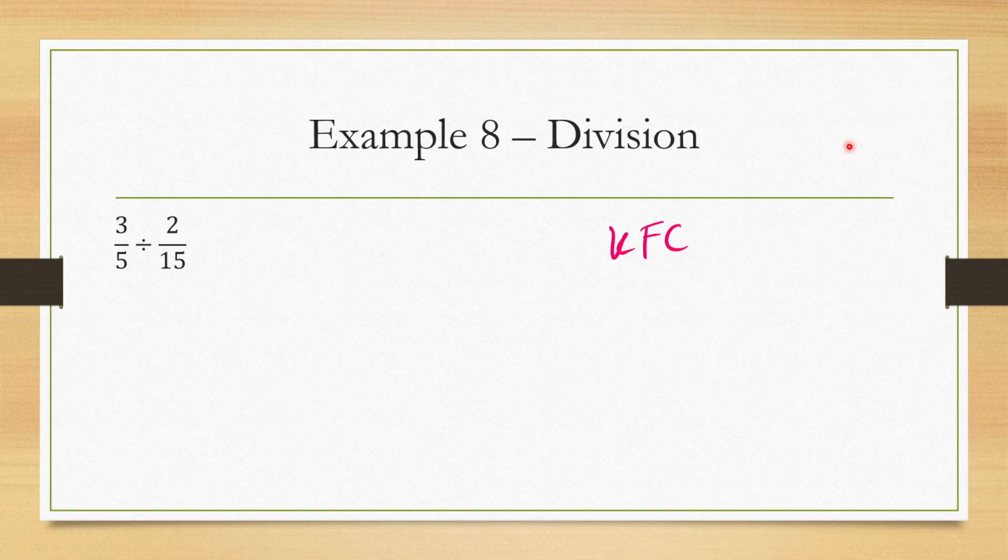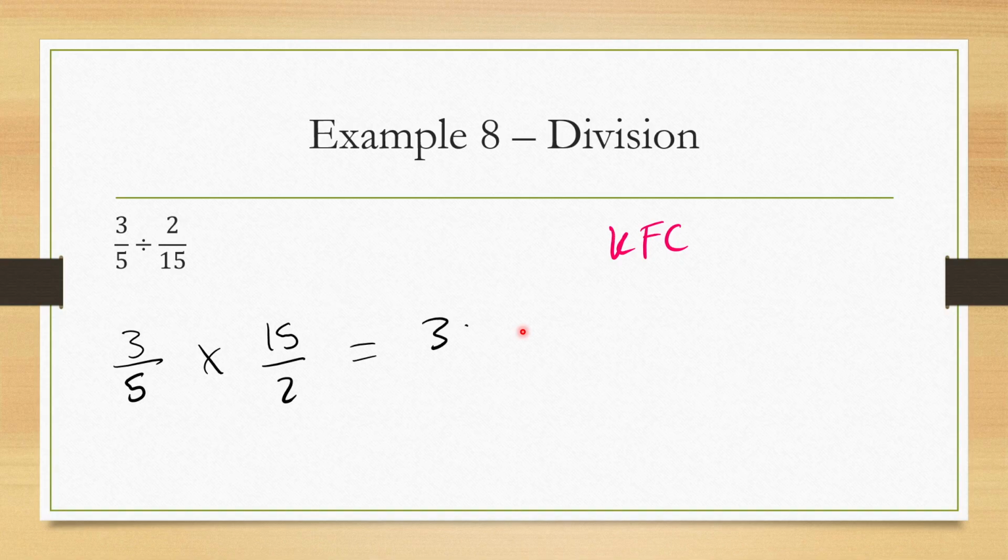So let's look at another example. Division. 3 over 5 divided by 2 over 15. So as before, using the KFC acronym, let's look at the first one. So K is keep the first. So 3 over 5, you keep it as it is. Now flip the second. So it's going to be 15 over 2. And then you change the sign. So this sign is changed into a multiplication sign.